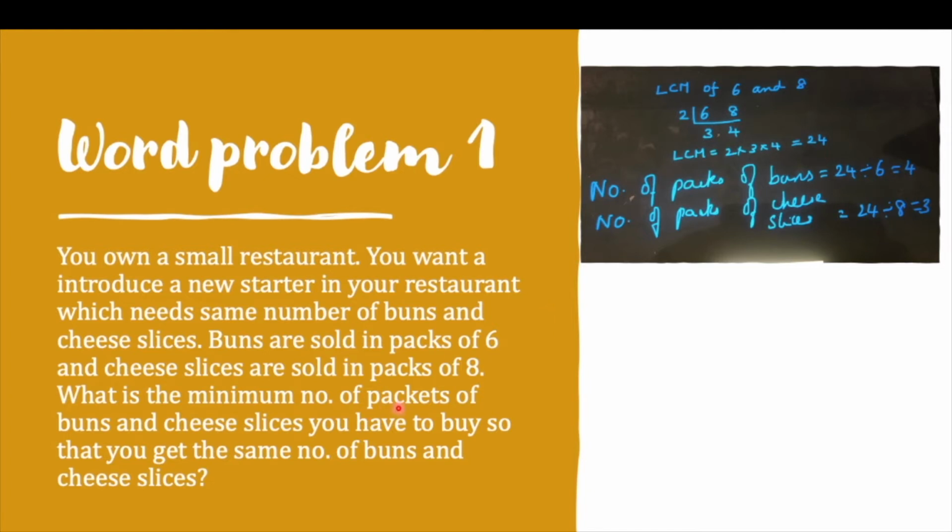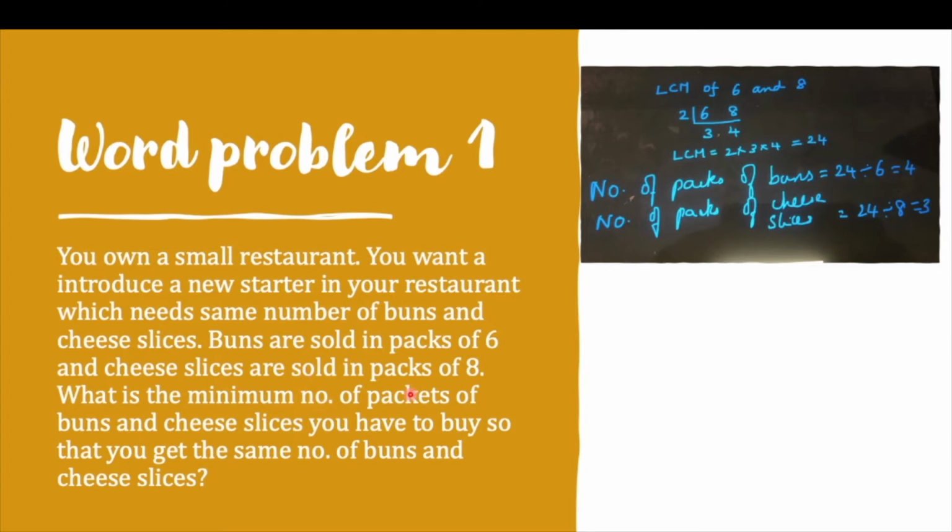Have you answered the question with the LCM? The question is not answered if you just find the LCM. Please make sure that you answer the question completely. So here the question asked is, what is the minimum number of packets of buns and cheese slices you have to buy? So the LCM is 24, which means that you would buy 24 buns and 24 cheese slices.